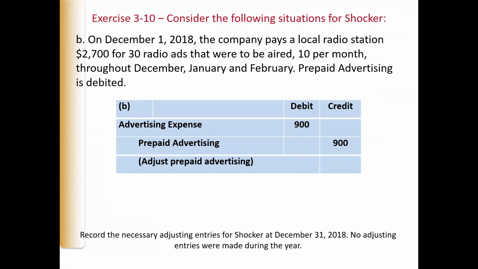On December 1st, the company pays a local radio station $2,700 for 30 radio ads that were to be aired 10 per month throughout December, January, and February. Prepaid advertising is debited. Okay, guys, go look at that cheat sheet. Whenever you have a prepaid expense, which is an asset, it tells you what you need to adjust: you debit expense, and credit the asset. Since a third of these radio ads were used up in December, we're going to debit advertising expense for $900, and we're going to credit prepaid advertising for $900.